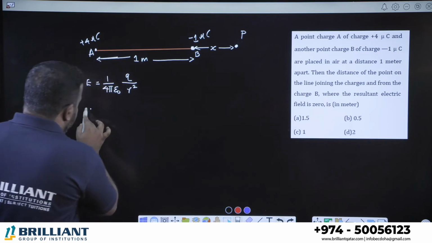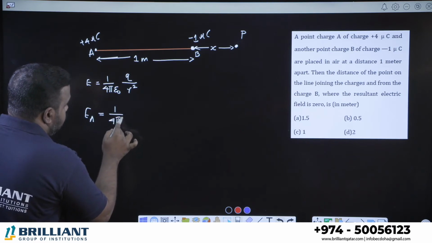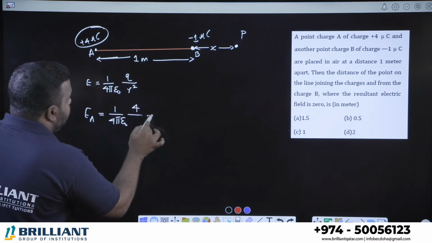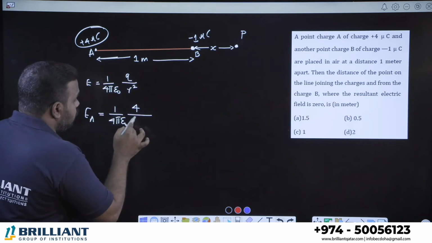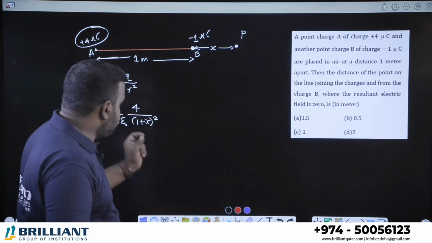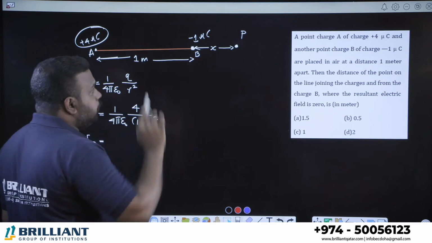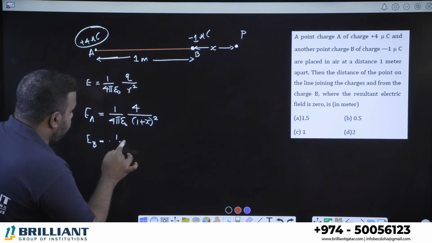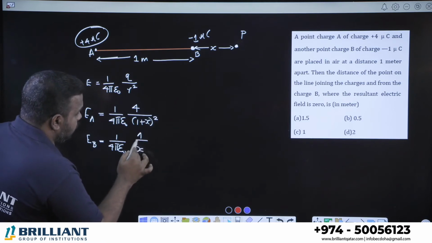For that we can write, we'll start from EA. So what will be EA? EA will be 1 by 4 pi epsilon naught. What is the charge at A? 4 microcoulomb, so I am taking 4, divided by the distance. The distance will be from A to P, the total distance we have to take. A to P means it will be 1 plus x the whole square. And EB, the field at P due to the charge minus 1 microcoulomb at B, will be 1 by 4 pi epsilon naught, charge magnitude 1, divided by the distance from B to P, which is x. So we get 1 by x square.